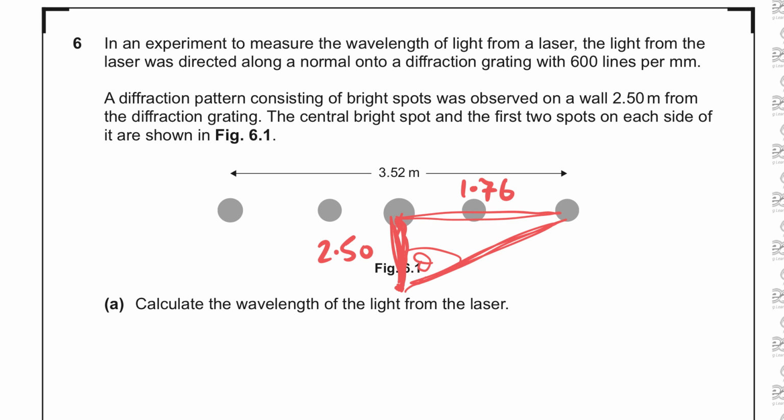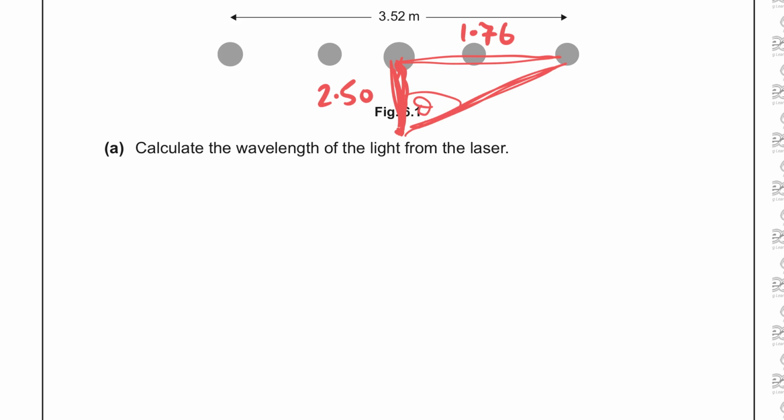So the tan of theta is opposite over adjacent, which is going to be 1.76 over 2.50, so we can get theta from that. So theta is going to be tan to the minus 1 of 1.76 over 2.5. So theta equals 35 degrees, and we can feed that into our equation.